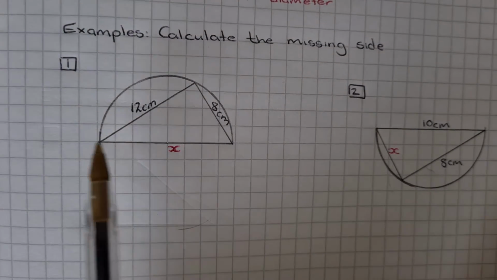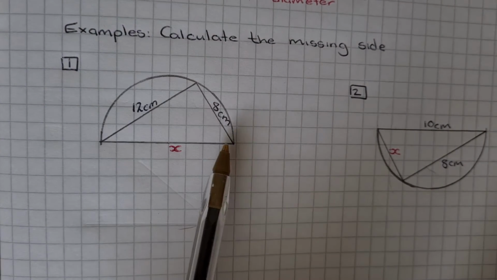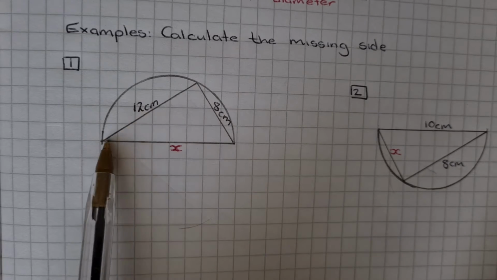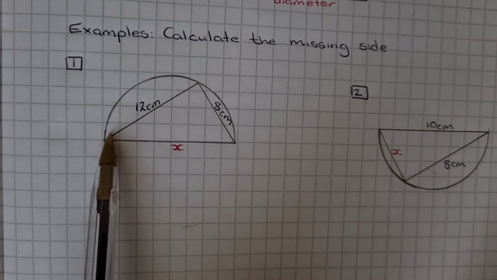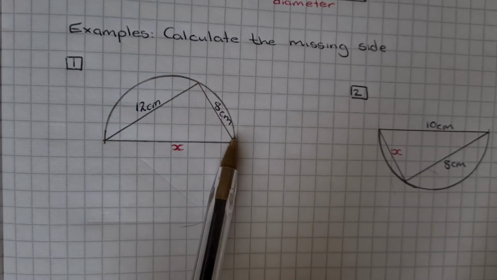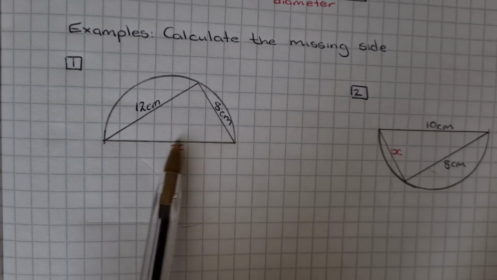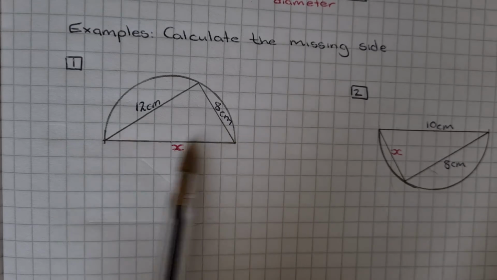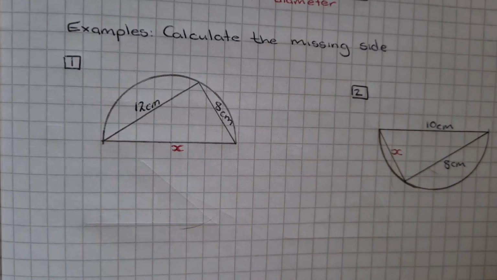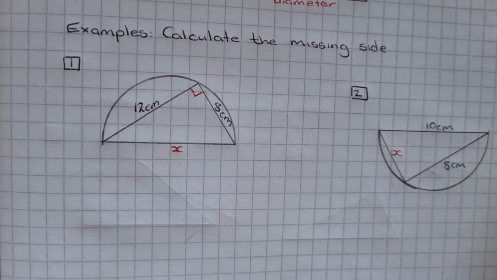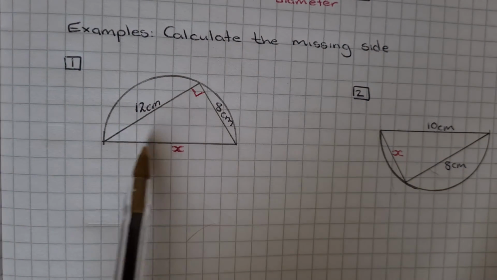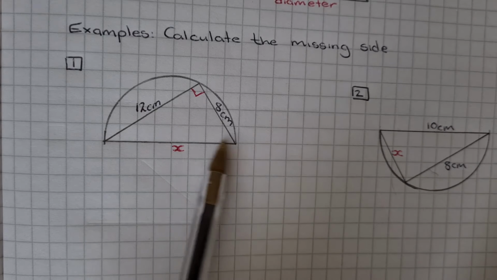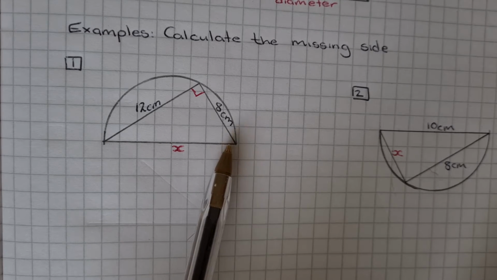First example, we've got a semicircle. Inside the semicircle is a triangle that's been made with the diameter, and we know that this side is 12 centimetres, this side is 8 centimetres, and we are wanting to find the length of this side, which happens to be the diameter. Now we know that this angle here is the right angle, which means the diameter is always the hypotenuse of the triangle.